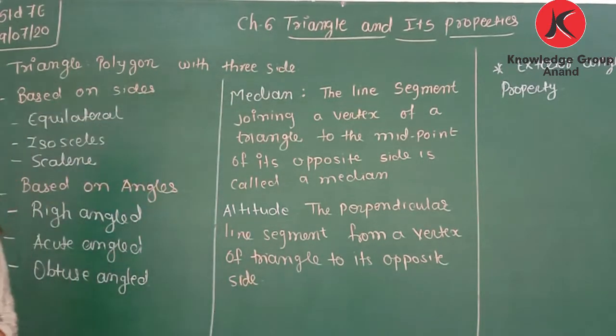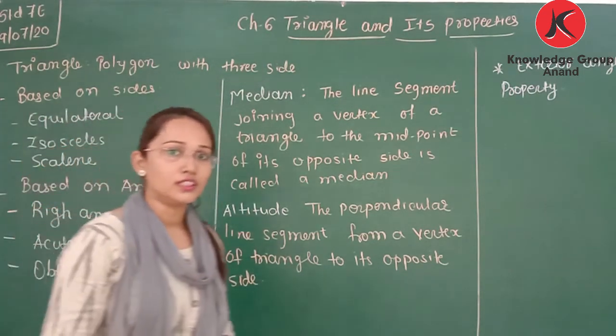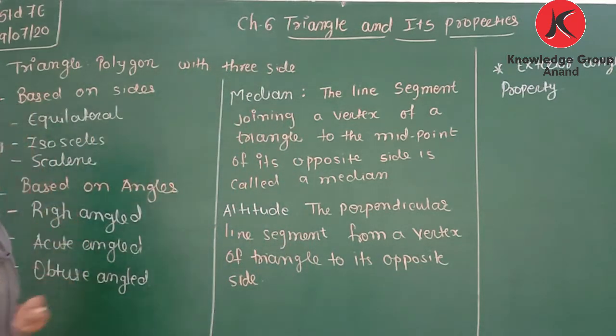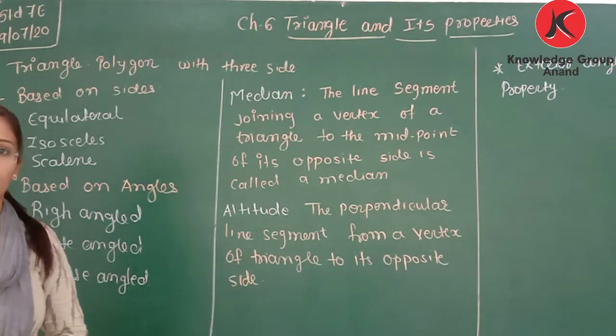So in chapter number 6, we learn about the triangle and its property. So what is a triangle? Triangle is a polygon with 3 sides. Then we learn a classification of triangle based on its sides and based on its angles.